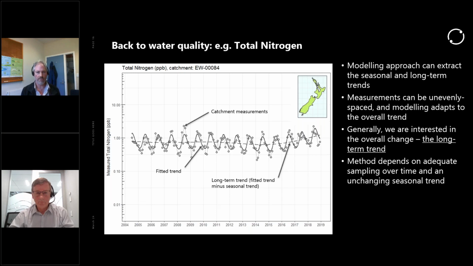This is an example of total nitrogen in one of the Waikato catchments. Again, just to emphasise that we were particularly interested in the long-term trend, but we did need to take account of the seasonal trend as well. So Stephen's done a huge amount of work there.